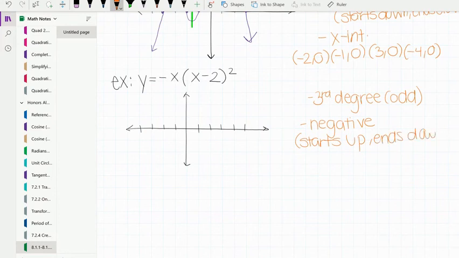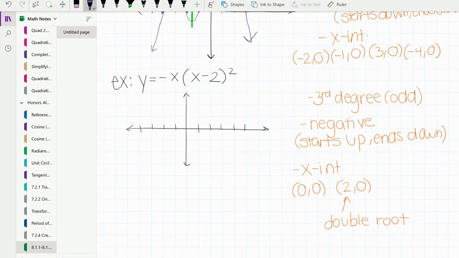Okay, next thing is to find the x-intercepts. So if I were to set -x equal to 0, I would just get 0. So we're going to have an x-intercept at 0, 0. And then I would also have an x-intercept at 2, 0. But this is what we call a double root. Okay. So next is we graph this. So we're going to go ahead and graph our x-intercepts. We have 1 at 0 and 1 at 2.